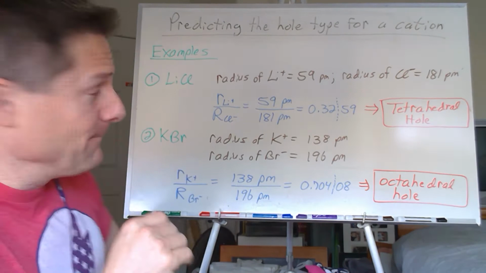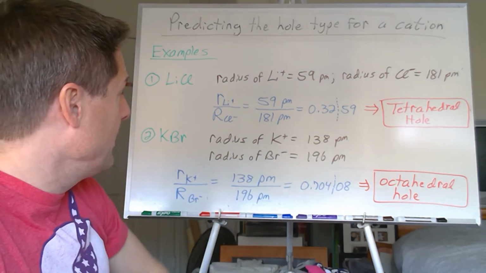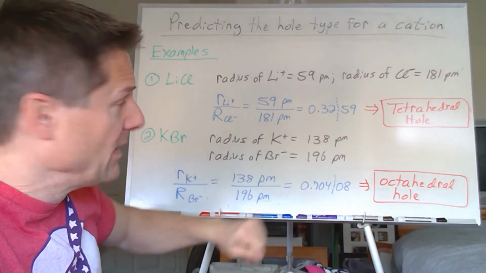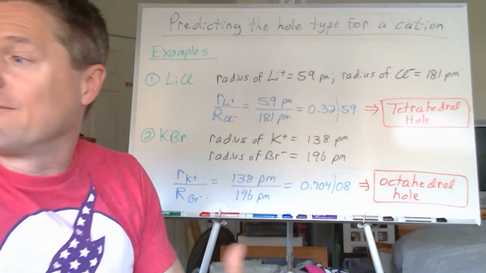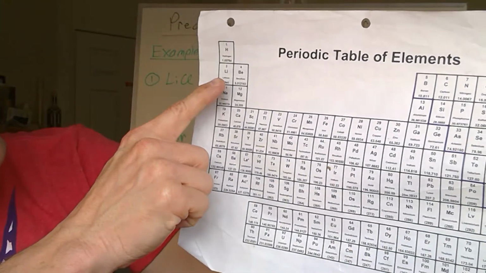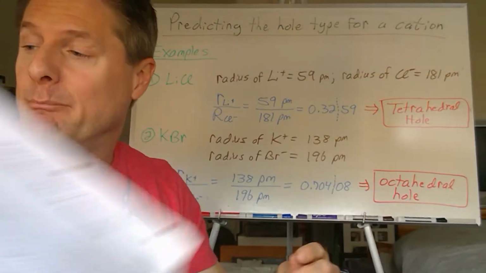Did you get what I got? So I looked up the potassium ion, found that 138 picometers. Looked up the bromide ion, 196 picometers. So they're getting closer. So that's a bigger cation. Potassium's obviously bigger than lithium. Right, so lithium's here, potassium's here. That's 2 n levels down, so potassium's going to be a lot bigger.